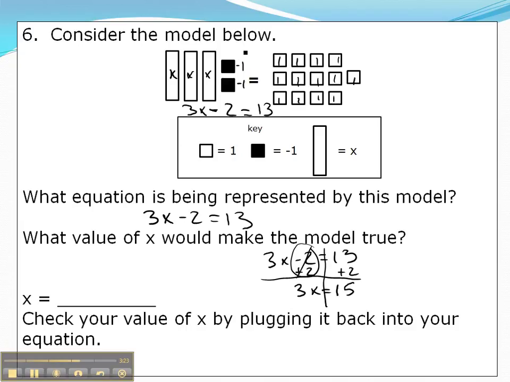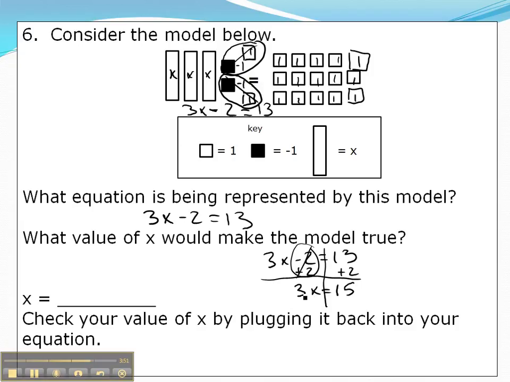What I've really done is I've added 2 white squares on this side, which have a value of +1, and each of these pairs is a 0 pair, because -1, +1 is 0, so they go away. And of course, if I add 2 white squares on the left side, I have to add 2 white squares on the right side. And then we would have, instead of 13 squares, 15 squares. So we'd have 3x equals 15, which is what our equation shows.